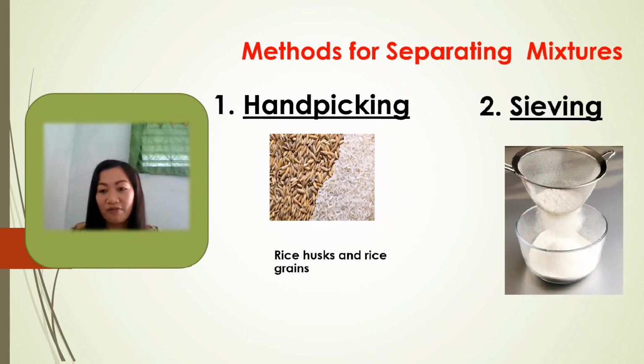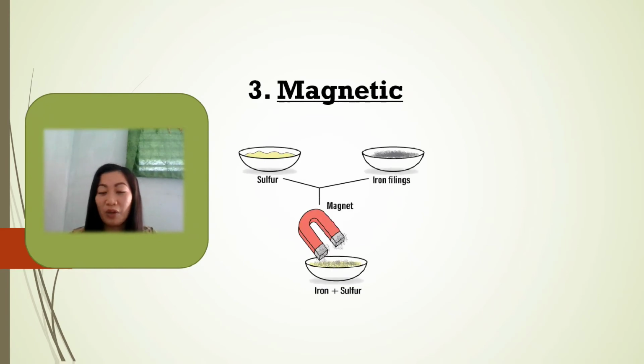Next, we have sieving. We use sieving for the sands or from flour. We use it to get the unwanted solid from this one. So we use a sieve. Okay, that is sieving. We have number 3, the magnet. If you want to separate the sulfur from iron filings, we have to use the magnet because the iron filings will be attracted to the magnet.